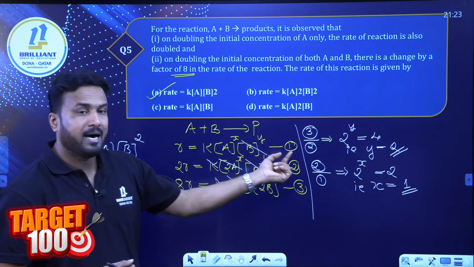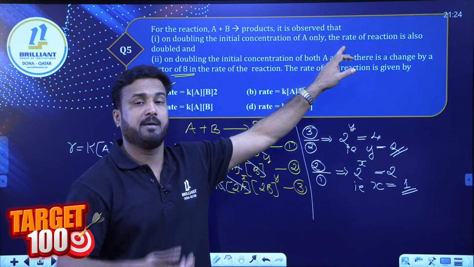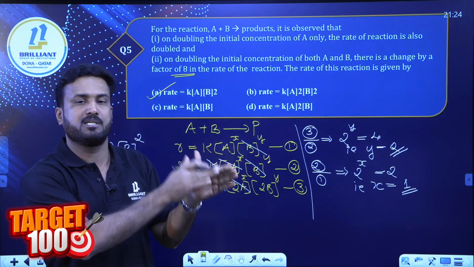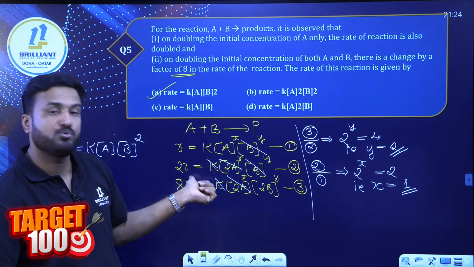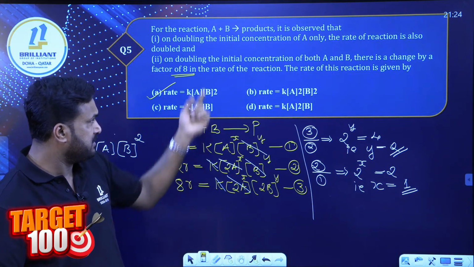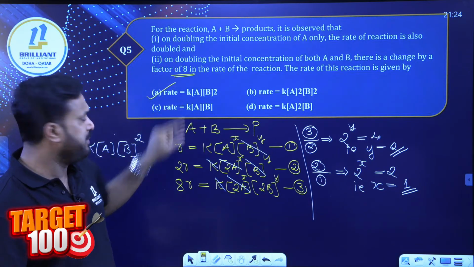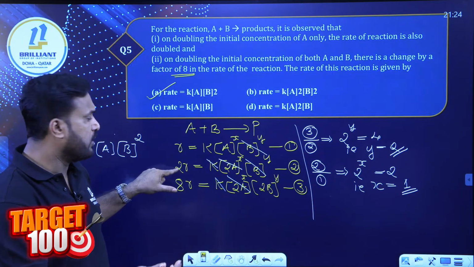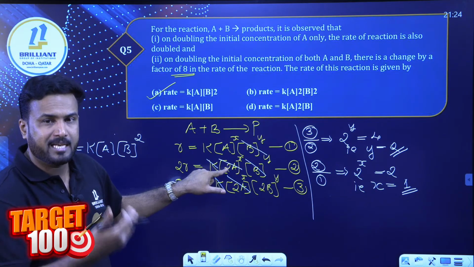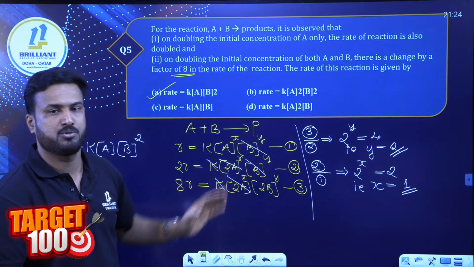Clear? So after that, what they are saying: if you double only A, means we are keeping the concentration of B the same. The rate of reaction will be double, so I can write 2R because initially it was R. So double means I wrote 2R. Then only A has been doubled means I took it as 2A, B remains the same. That equation I took as 2.